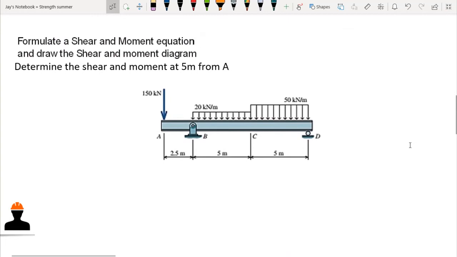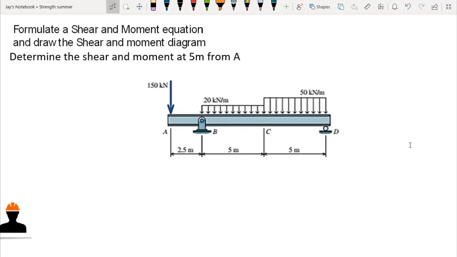Okay, I have here a new example. In this problem, we are asked to formulate a shear and moment equation. And using this equation, we have to determine the shear and moment at 5 meters from A.